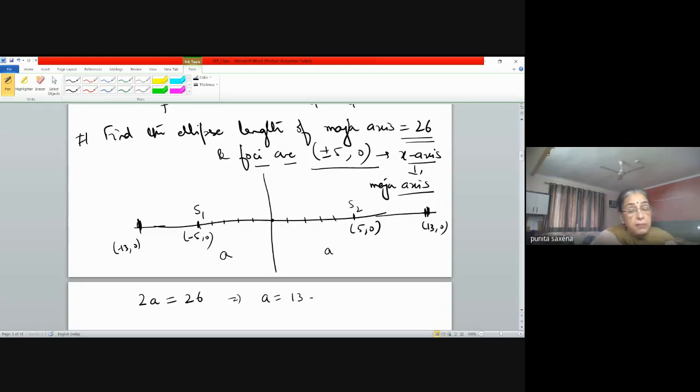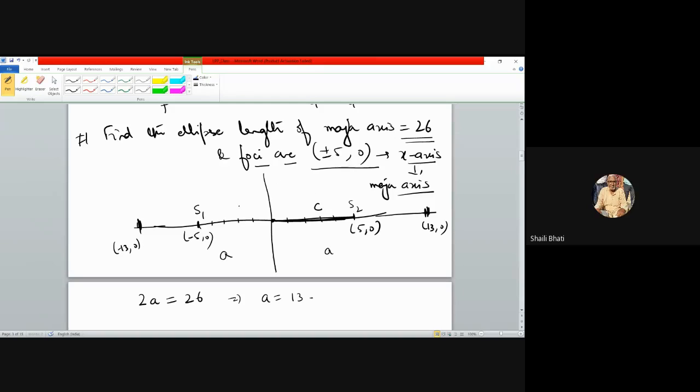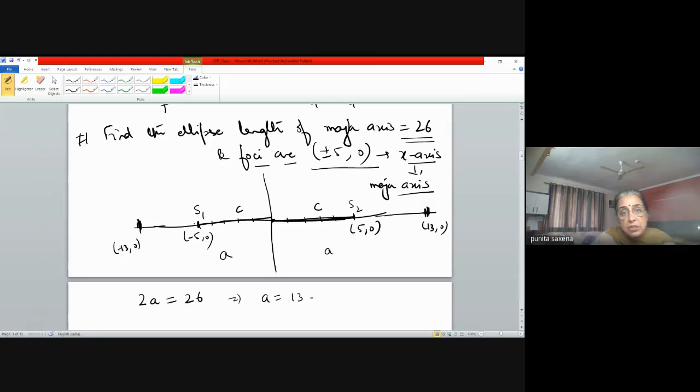Also, we observe, जब हमने पहले बताया था, that the distance between the origin and the focus is how many units? C. C units on both the sides, because the distance between the two foci is 2c, right? So half of it will be c units. Now, this c extends to how many units on both the sides? 5 units. So that means my c is 5. Now I am given a, I am given c. Can I not now find b? Because I have a relation between a, b and c.